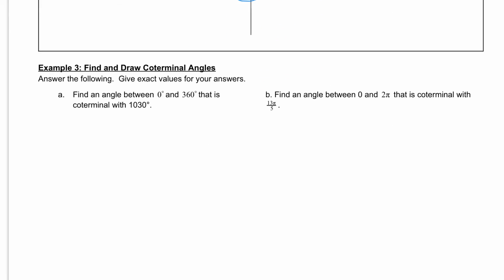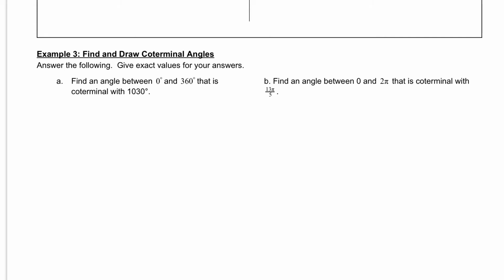If we go down to example 3, answering the following, we want to give the exact values for our answer. Letter A says find an angle between 0 and 360 degrees that is coterminal with 1030 degrees. So 1030 degrees, that means I want to get my angle to be less if I want it between 0 and 360. So I'm going to start with the 1030 degrees, and I could either add 360 or I could subtract 360. Since I want the angle to be between 0 and 360, I'm going to need to subtract.